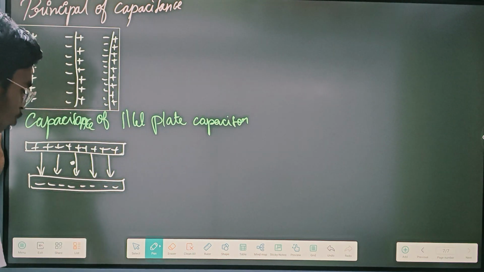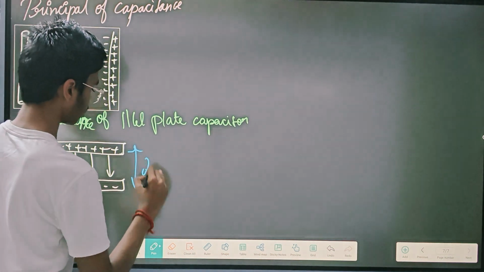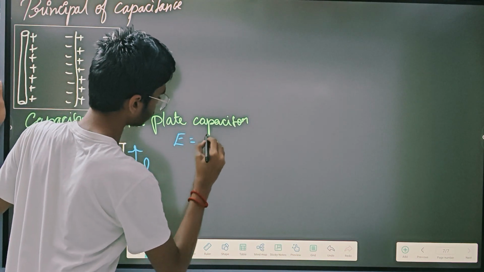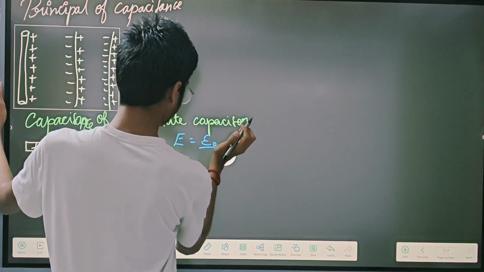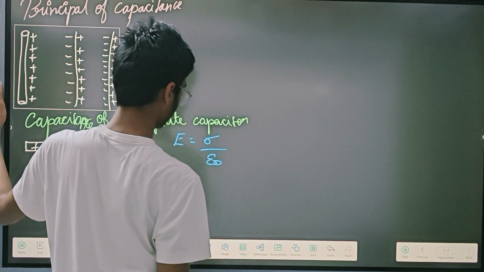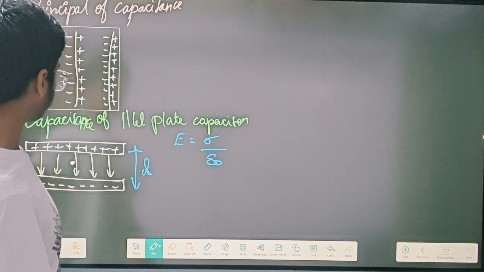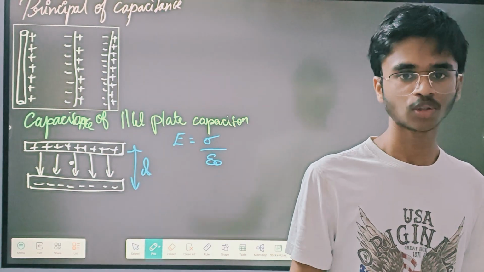Okay, so what will be the formula of electric field? Before that, this distance is known as d. The electric field between two plates is equal to sigma by epsilon naught. If it is just a single plate, it will be sigma by 2 epsilon naught. This we know already.